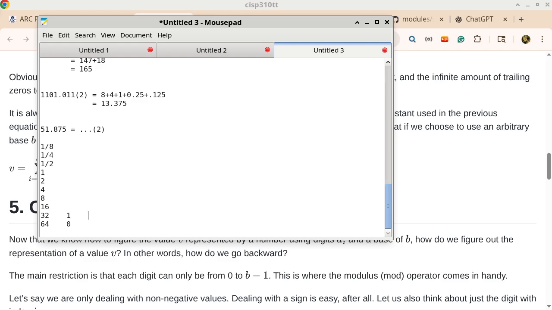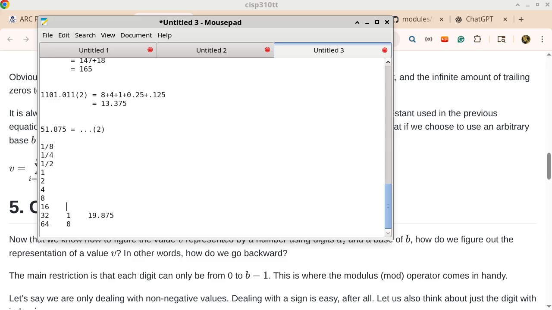But I do have to keep track of what is the leftover amount. So 51 minus 32 is what, 19.875? Yep, go ahead. Yes, it only involves comparison because this is base 2. Yep. In any other base, you would need division and mod.